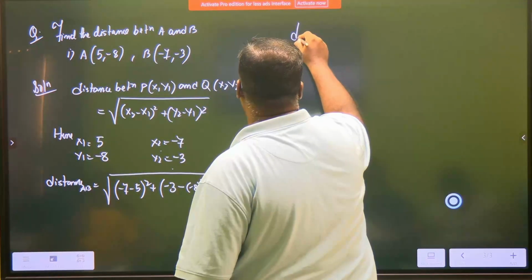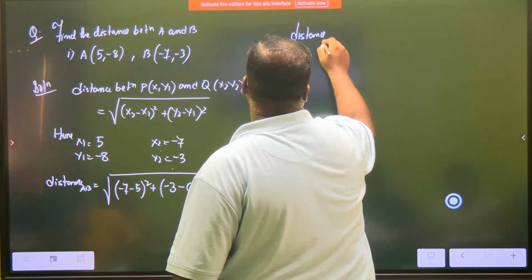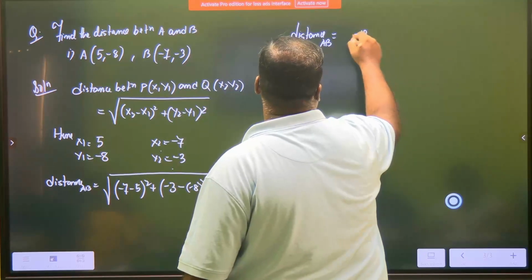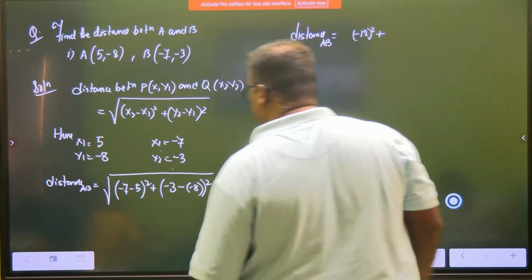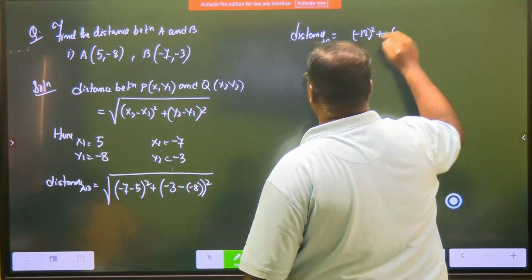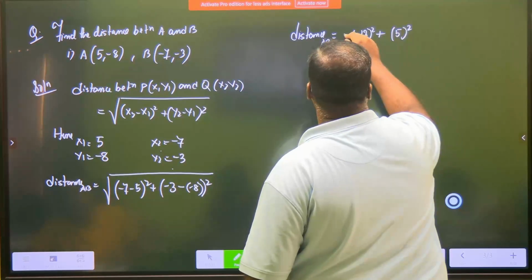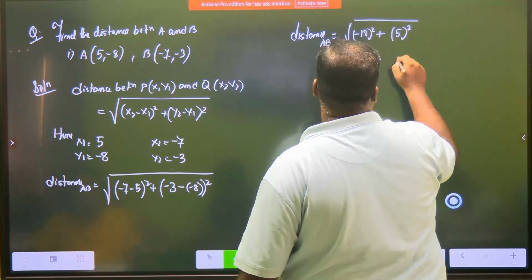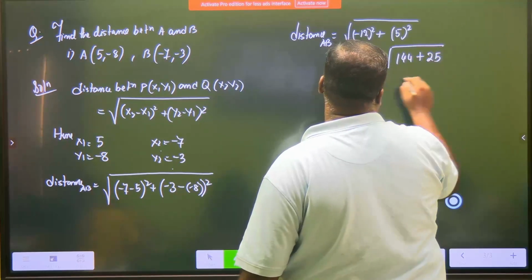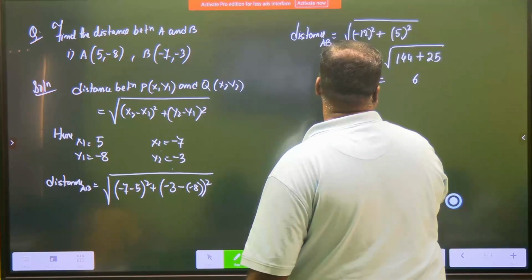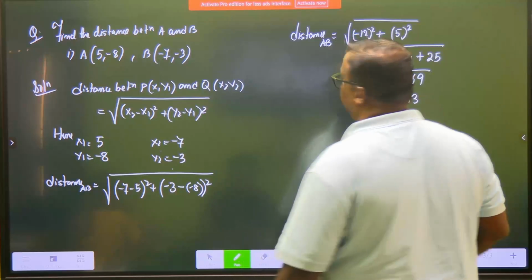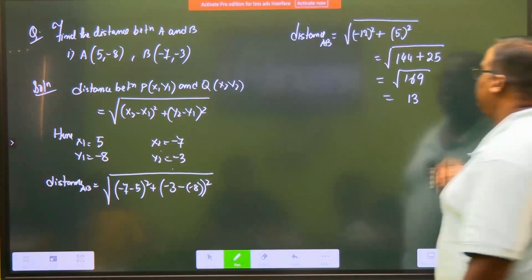I'm telling you, Akash. You are a very lovely boy. Negative 7 minus 5 is negative 12, square. Added with, today I'm a Bengali mother, you know, minus 3 plus 8. How much is it? Positive 5, square. Put it inside the root. This becomes 144 plus 25. Okay, definitely it will be 169. I knew that. 169, and 169's root is how much? 13. So 13, you don't write just 13, you write 13 units.